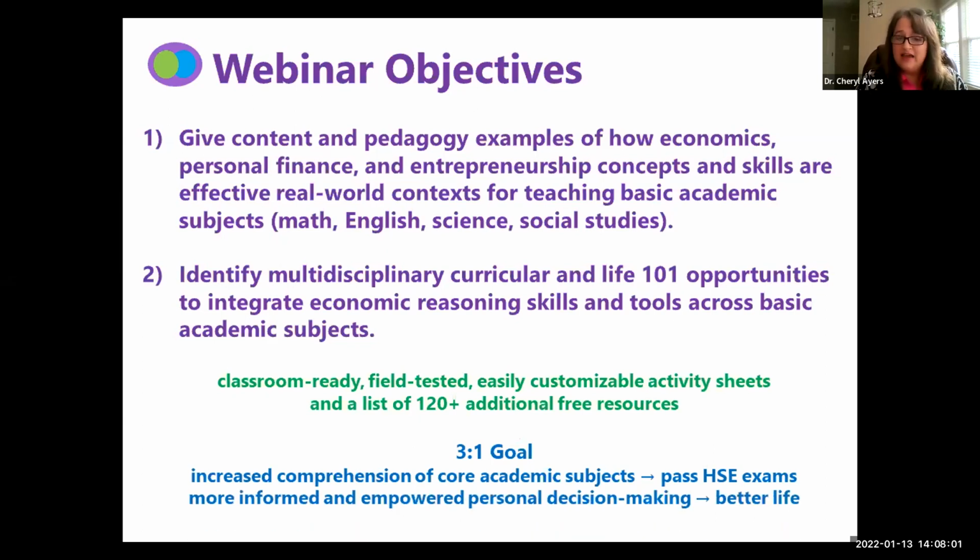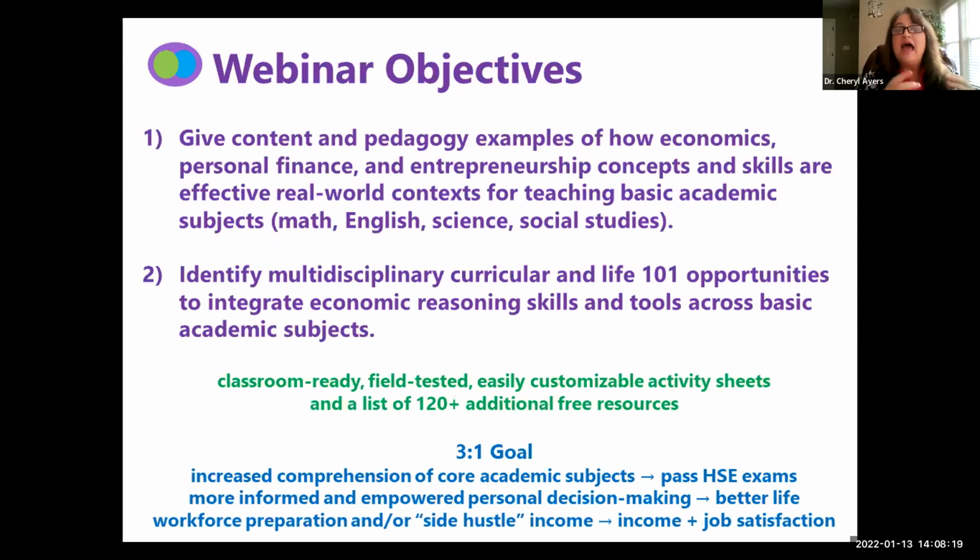The other thing is, as I've mentioned, these tools and resources that I'll share with you today also help in personal decision making so that those decisions are more informed, hence more empowered. And that will just hopefully improve the quality of life for the people you serve.